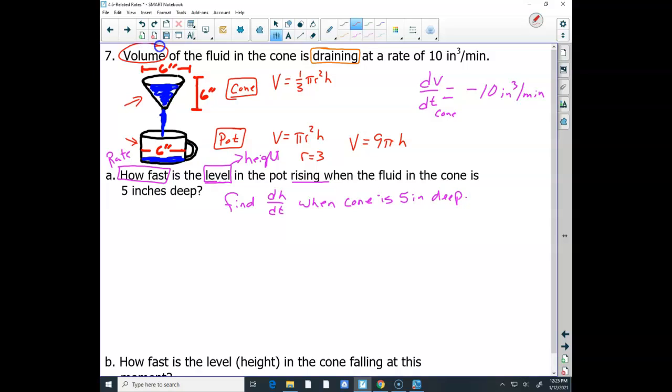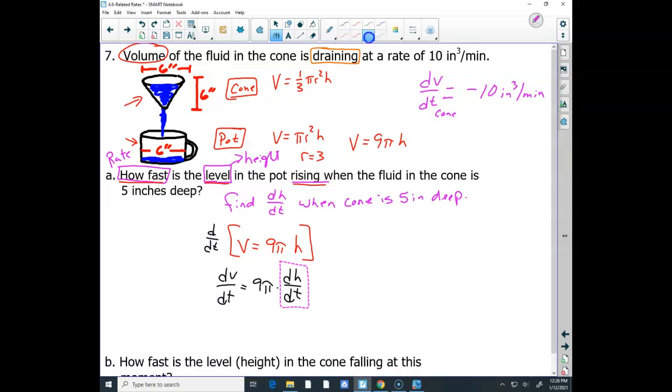Well, what is the fluid? Do I need to know the radius in my cone? Do I need to know the radius in my cup? No. So how fast is the level in the pot rising? I can take my volume equals 9 pi times h, and I can take the derivative of this with respect to t, and I'm going to get dV dt equals 9 pi times dH dt. Okay? And that's what I'm trying to find. I'm trying to solve for my dH dt.